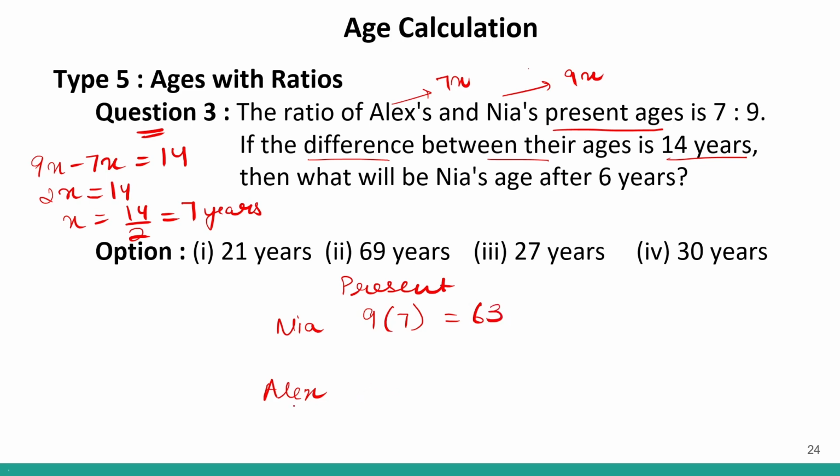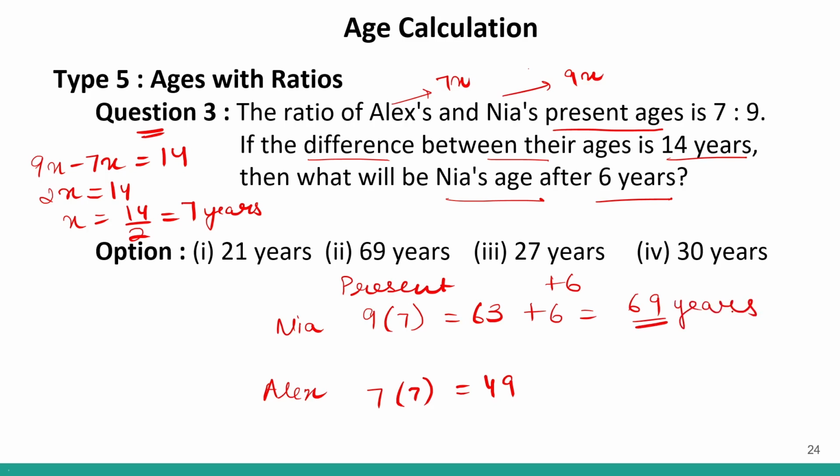Similarly, Alex's age is 7x. So 7 into 7 will give me 49. We have to find Nia's age after 6 years. So after 6 years, that means plus 6. So 63 plus 6 will give me 69. So Nia's age after 6 years will be 69 years old, which is option number 2. So option number 2 will be your correct answer to this question.